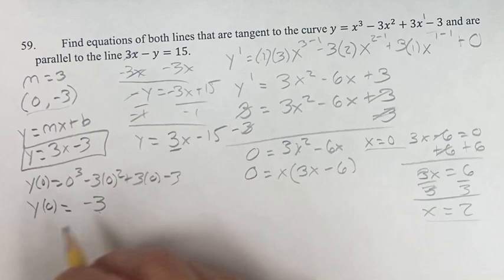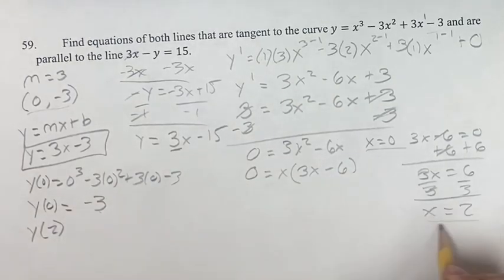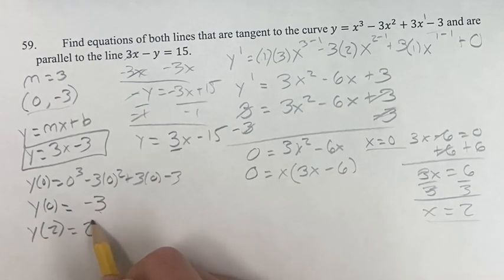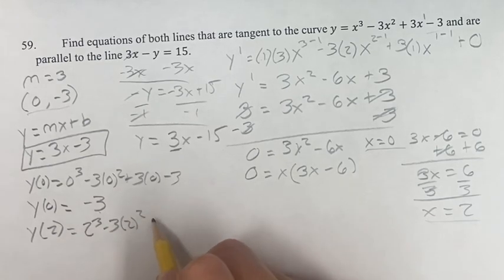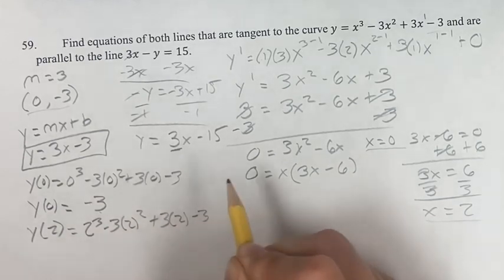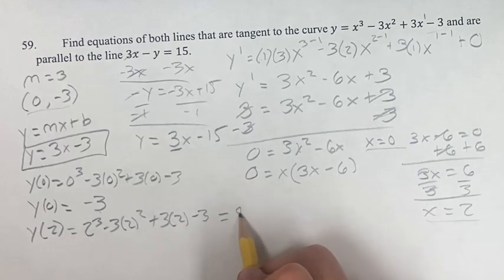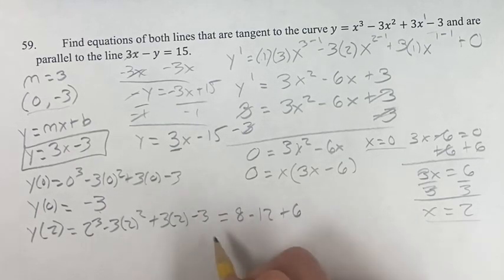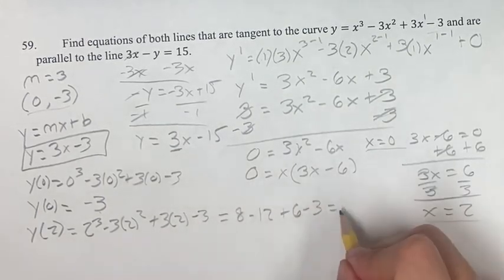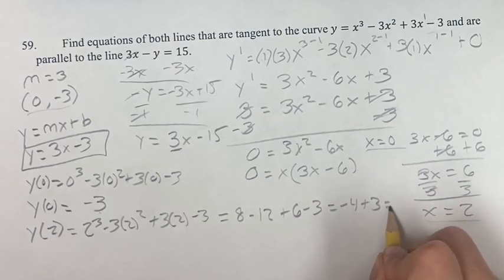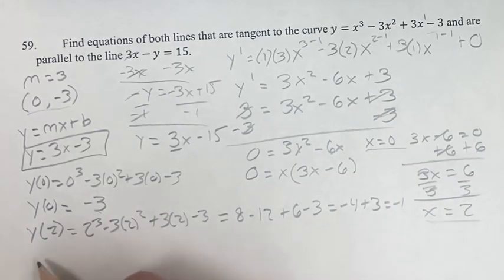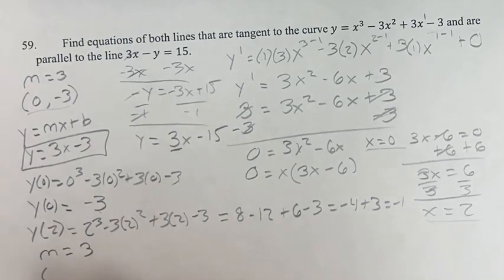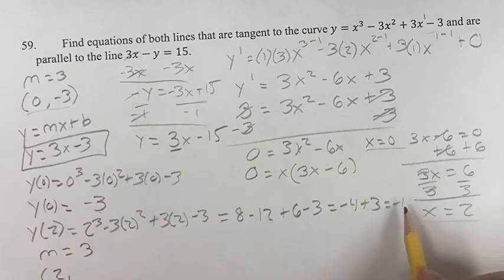Doing a similar thing here, except plugging in 2, since that's the other value we found other than 0. We get 2 cubed minus 3 times 2 squared plus 3 times 2 minus 3. Solving this, 2 cubed is 8, 2 squared is 4, times 3 is 12, so minus 12, plus 3 times 2 is 6, minus 3. This is negative 4, plus 3 is negative 1. So now we know that, again, the slope in this one is 3, and our point is going to be 2 for x and negative 1 for y.